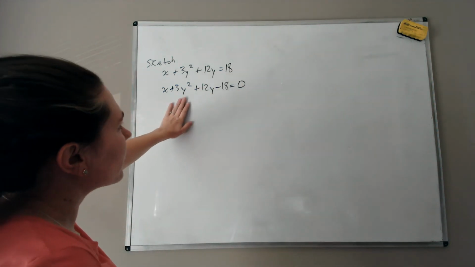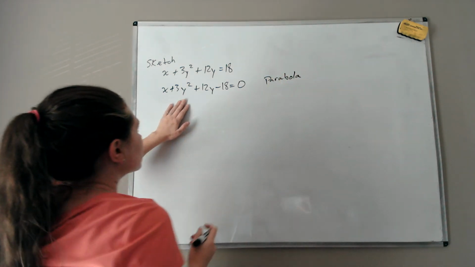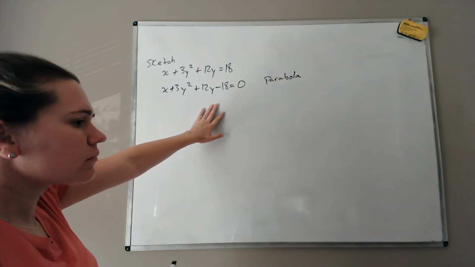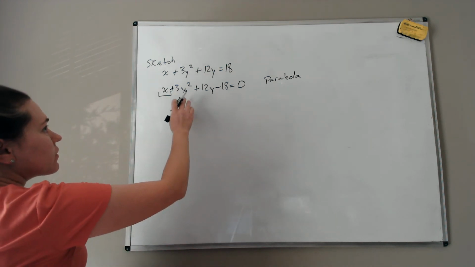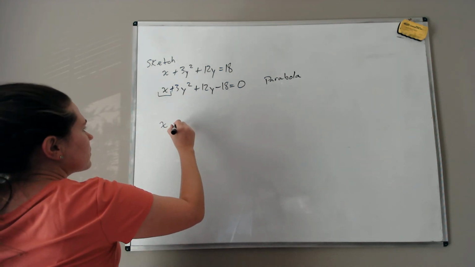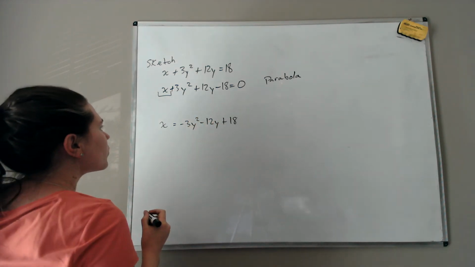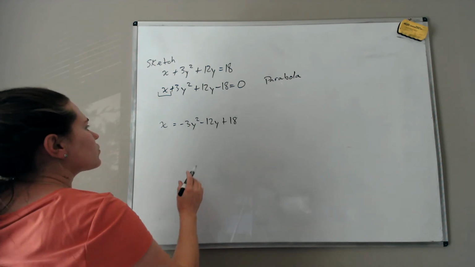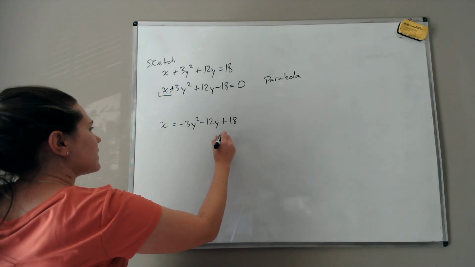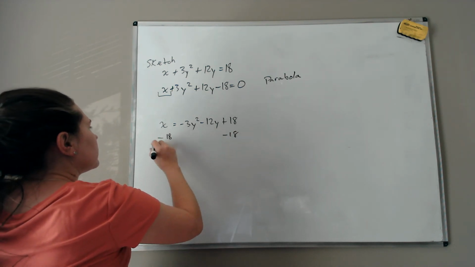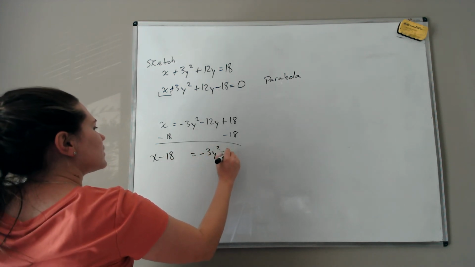So let's look. We have one quadratic term, so we know that this is a parabola. So remember, whichever is the letter that's not the quadratic term, so x, that means we want all of the other terms on the other side. So x equals negative 3y squared minus 12y plus 18. So what we're going to want here is to make sure that we complete the square with the right-hand side. So that's not the value I want there. So I'm going to take away 18 from both sides. So that's going to give me x minus 18 equals negative 3y squared minus 12y.